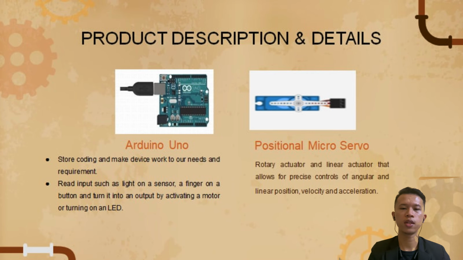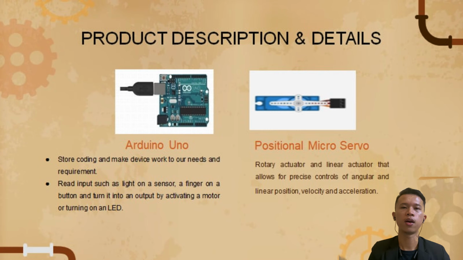So the first component that our group uses is the Arduino, which functions to store coding and make the device work according to our needs and requirements. It takes input such as light on a sensor or a finger on a button, and turns it into an output by activating a motor or turning on an LED. Okay, the quantity is 1.